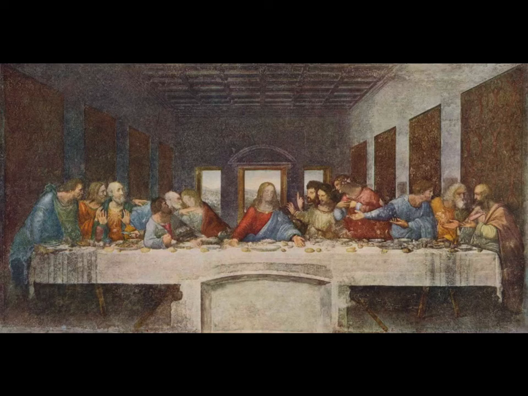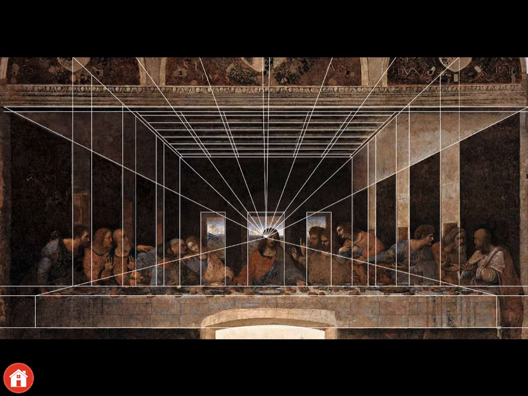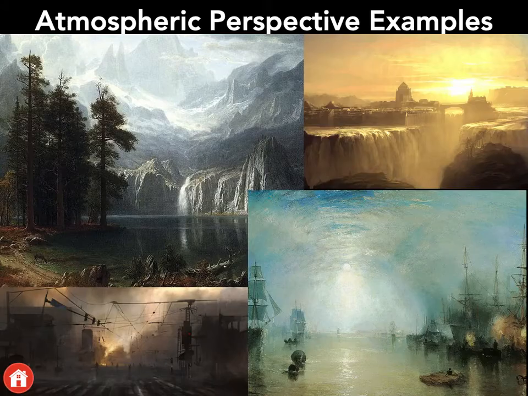For instance, Leonardo da Vinci's The Last Supper, the fresco, uses linear perspective to set the space up, including the table. The School of Athens uses linear perspective to set the space up. And again, I know I just showed you this, but that atmospheric perspective examples are here as well.